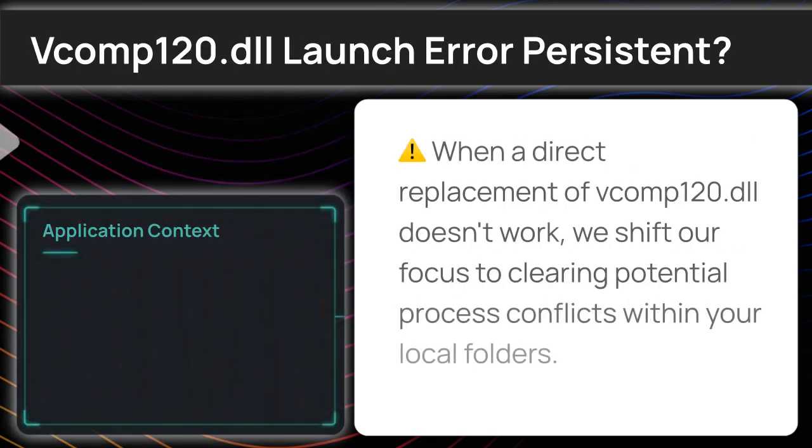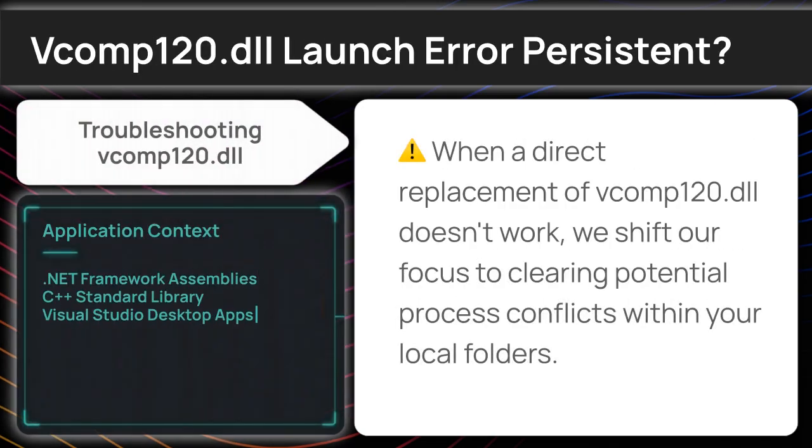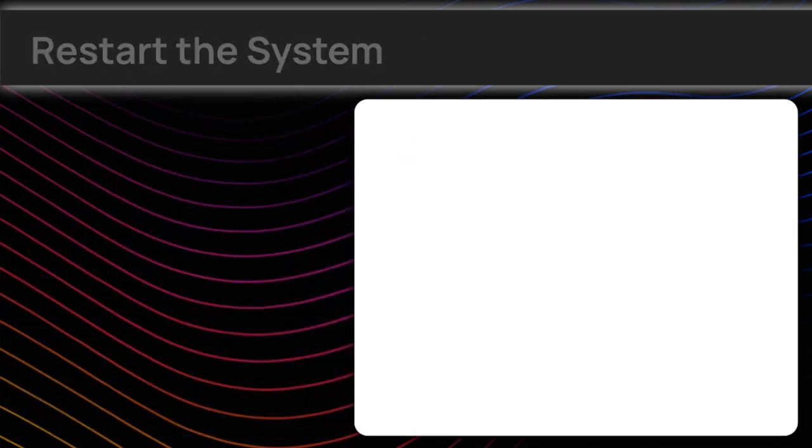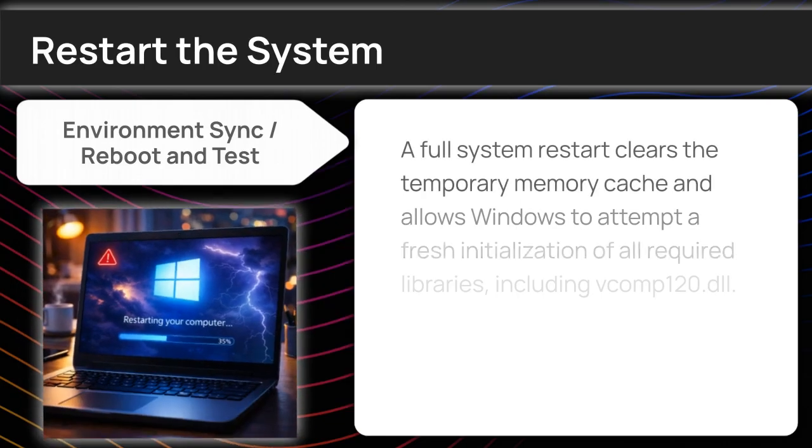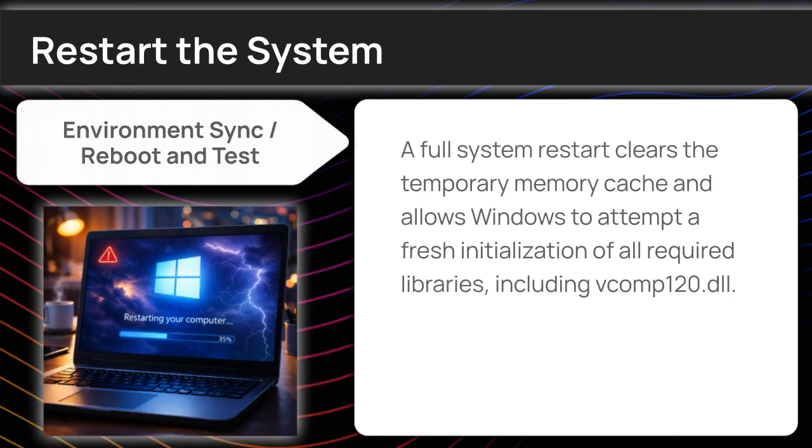If no luck was had with the redistributable package, we will escalate the fix by performing a targeted reset of the system state. A full system restart ensures that no background processes are currently locking the Vcomp120 file. A fresh boot allows Windows to reinitialize its library map from a clean state.